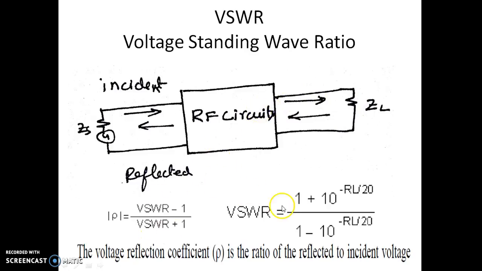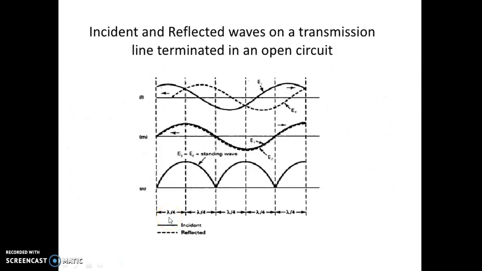The VSWR can be expressed in terms of the return loss as (1 + 10^(-RL/20)) / (1 - 10^(-RL/20)). Here RL is the return loss. We can also express the reflection coefficient, rho, which is the ratio of the reflected voltage to the incident voltage, and it can be related to VSWR using this equation. Now let us see what a VSWR pattern looks like.